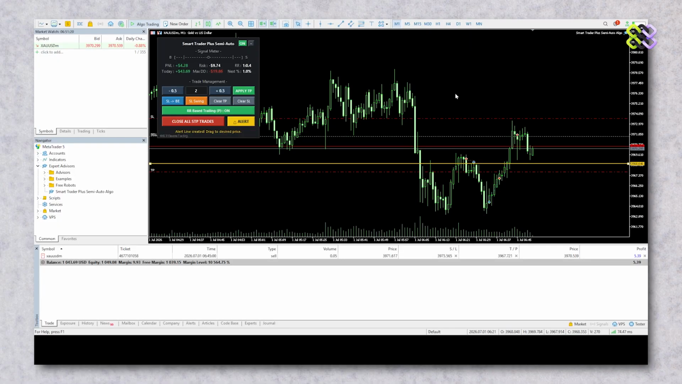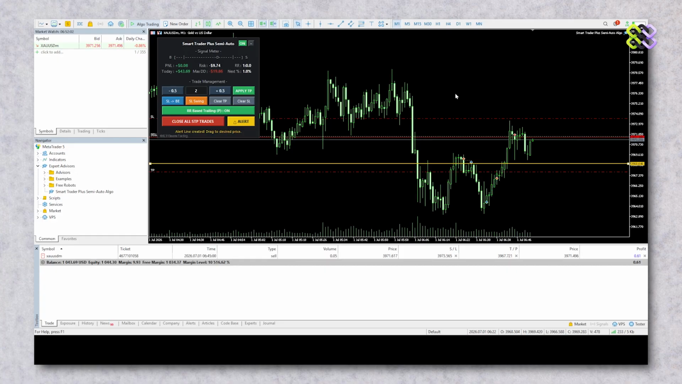This visual bar gives you a quick, real-time read on the market's temperature. It helps you easily gauge if the market is exhausted or trending strongly, without needing messy indicators all over your screen. Now, check out this feature.